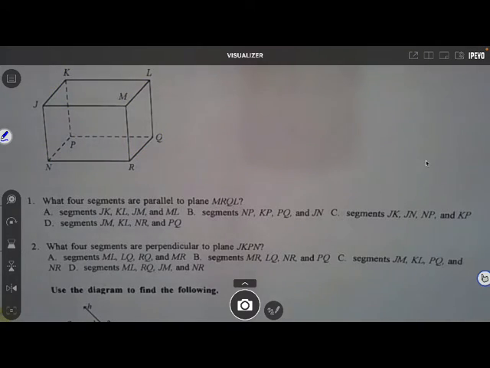Okay. Number 2, it says what segments are perpendicular to JKPN. So I would look at JKPN. That's this one. That means which ones cross through them. That would be LK, MJ, QP, and RN. Or NR, whatever. Does that make sense, y'all? Those are perpendicular, and y'all got C for that? Yes, ma'am. Okay. So that's our first type of problem.